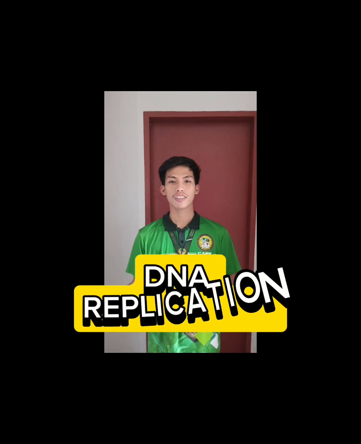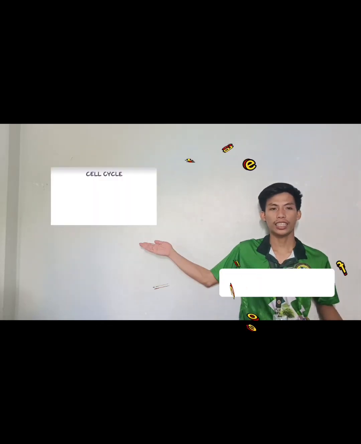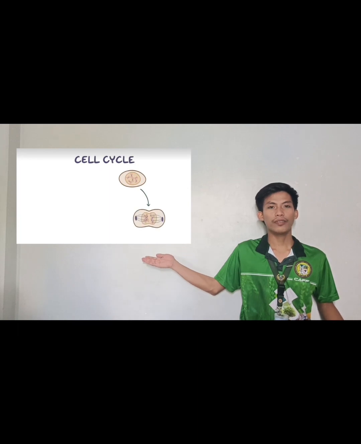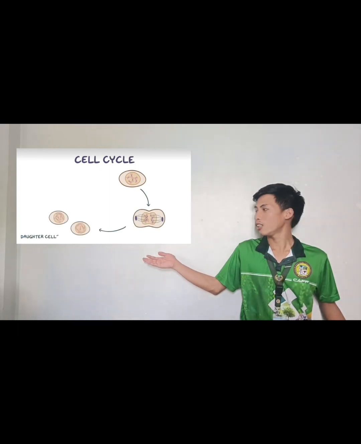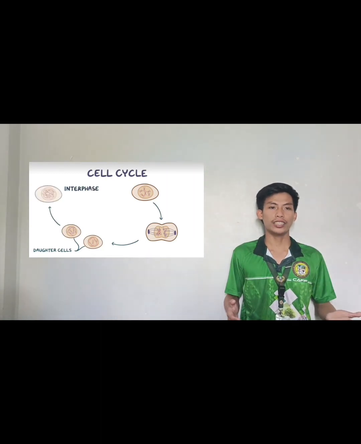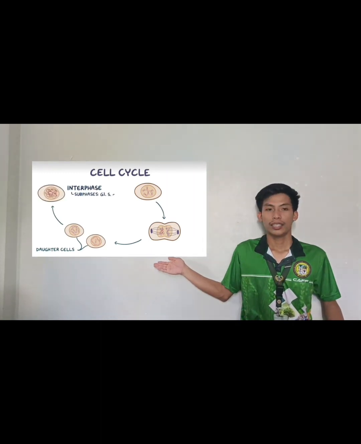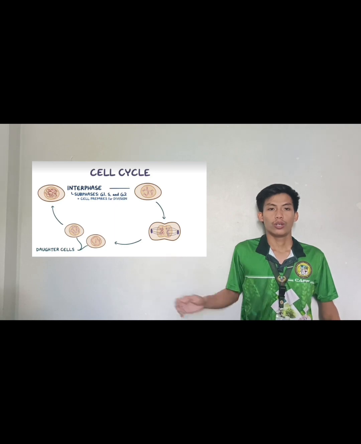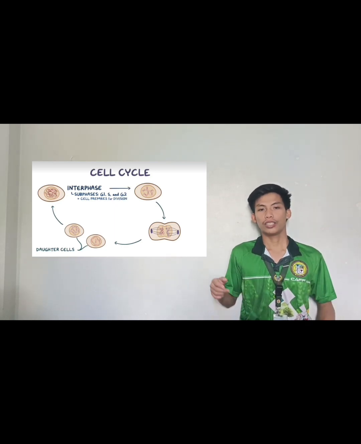Hey guys, I am John Christian Siabuhan, and the topic that I am going to discuss is all about DNA replication. The life of a cell, or cell cycle, is actively preparing to divide into two daughter cells. The cell cycle starts at the interphase: G1, S, and G2, in which cells prepare for division.